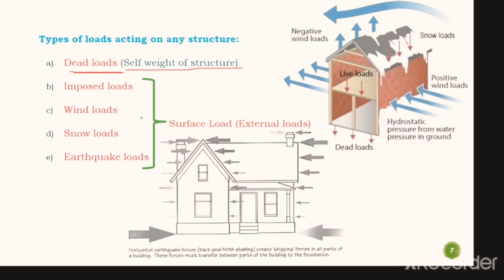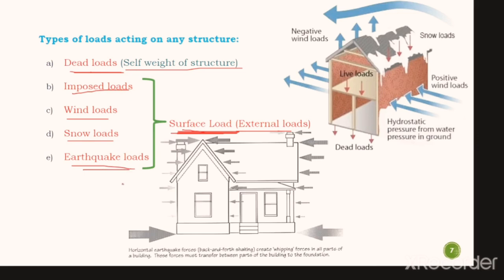So these surface forces are of many types. These are applied externally, that is what we have seen earlier. So these surface forces are the forces that are exerted on a body by coming into contact, right? So these are called imposed loads, wind loads, snow loads, earthquake loads. These are the four different kinds of loads.